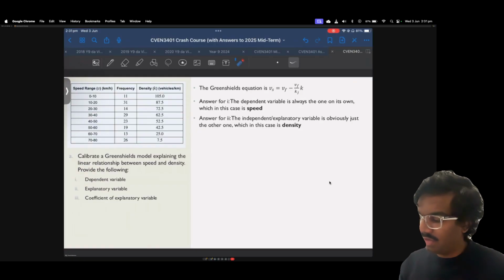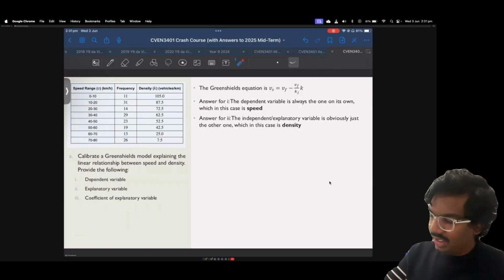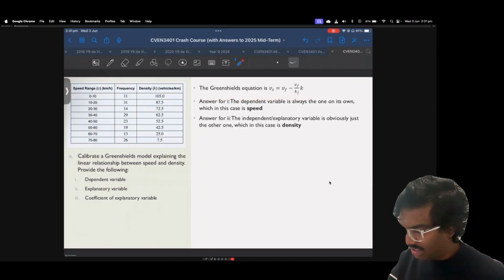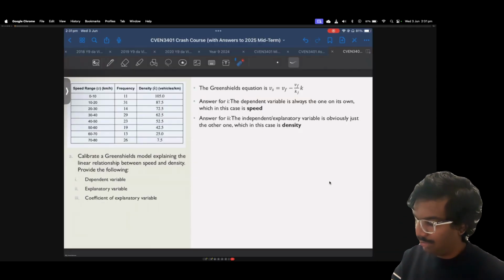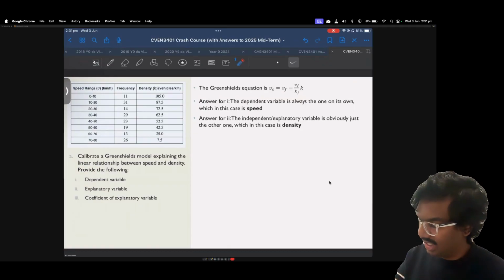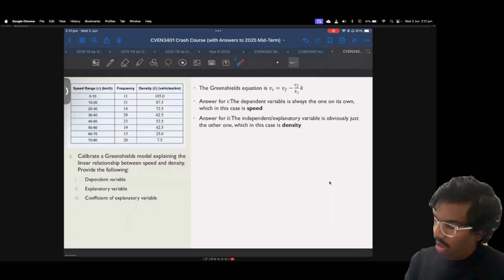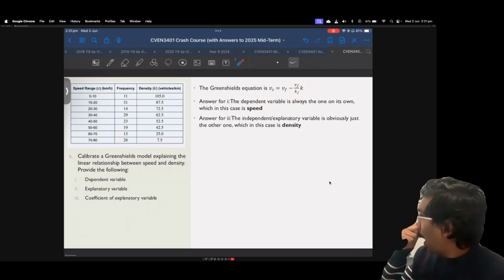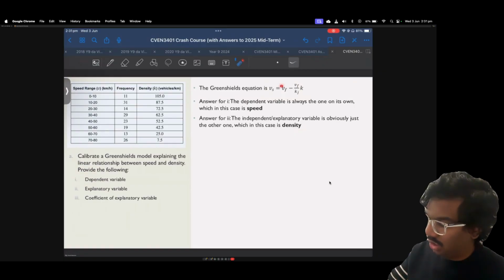We need to provide the dependent variable, explanatory variable, and coefficient of explanatory variable. So this is the Green-Shields equation. The answer for part I is that the dependent variable is always the one on its own, which in this case is speed, so it's just Vs. The independent, explanatory variable is the other one, which in this case is density, so it'll just be K. Not much more to it, and Vf is just a constant.